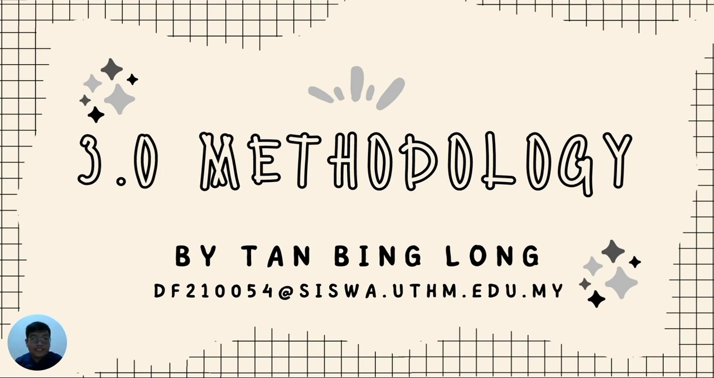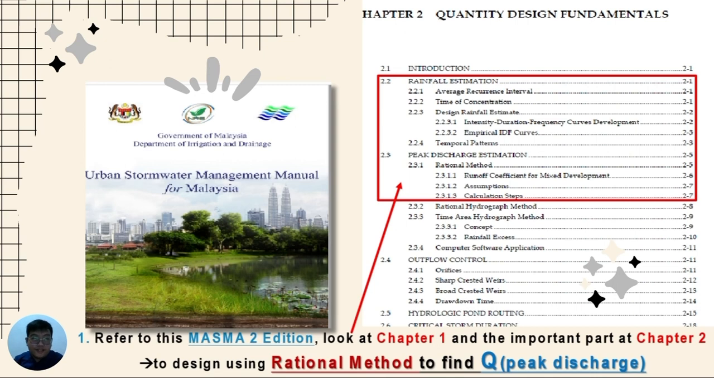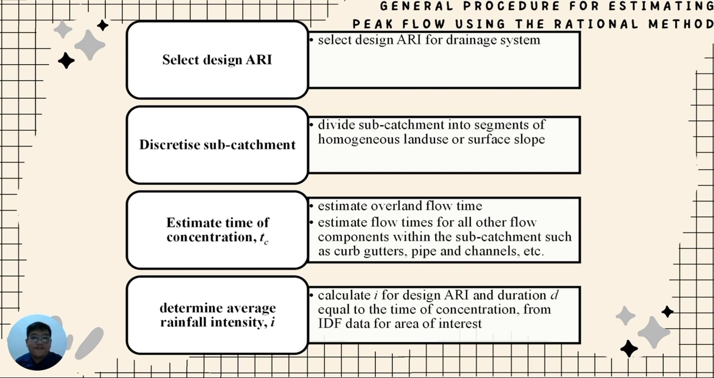In this video, I'll present the methodology of our group project. First of all, for our project, we refer to the Urban Stormwater Management Manual for Malaysia, MSMA Edition 2, and basically based on Chapter 2, Peak Discharge Estimation. We use the rational method to design and to find the peak discharge Q. Here is the general procedure for estimating peak flow using the rational method.